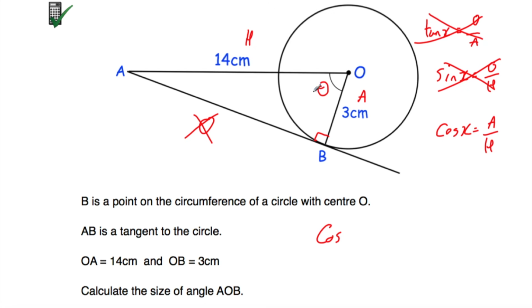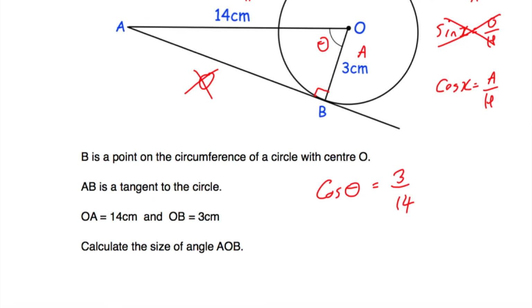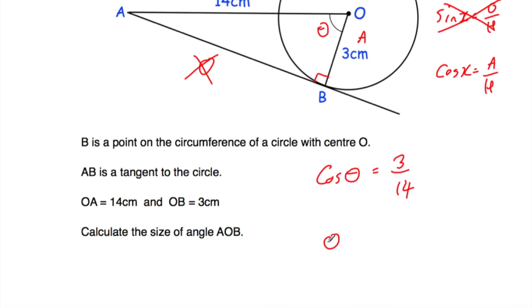The cos of the angle, now I've called the angle beta, so the cos of beta is equal to the adjacent, which is 3, divided by the hypotenuse, which is 14. So the cos of this angle is equal to 3/14. Now 3/14 is obviously a decimal number, 0 point something, and this angle obviously isn't 0 point something degrees. So we want to find the angle, so we're going to need to do the inverse cos. So beta is equal to the cos with a little -1, the inverse cos of 3/14.